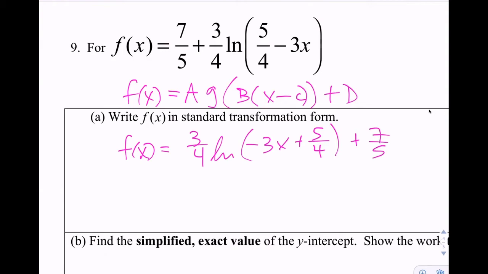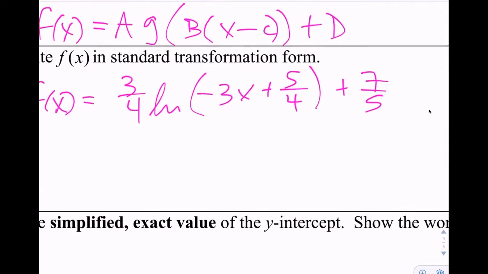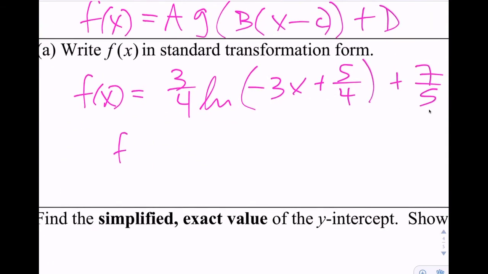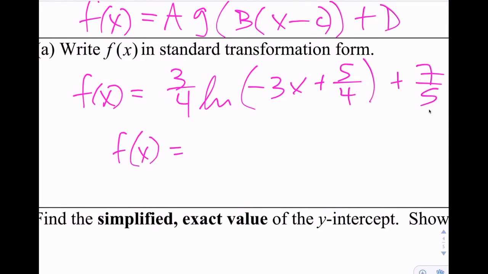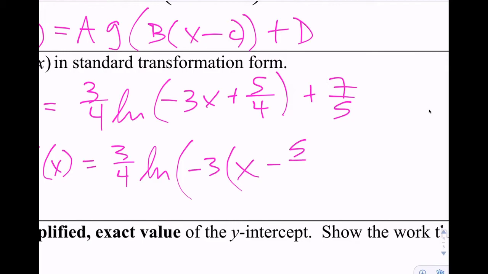Is that standard transformation form? No. Now I named my function f, so good for me. I get 3/4 natural log. On the inside, I must factor out a -3, and that becomes an x minus 5/12. Now, how in the heck do you get 5/12?